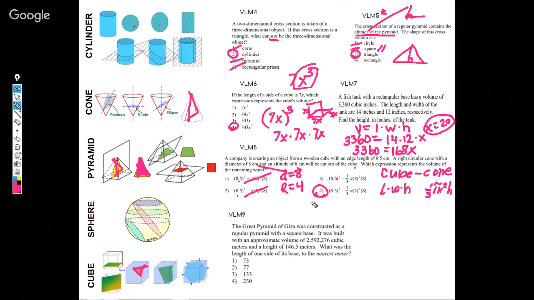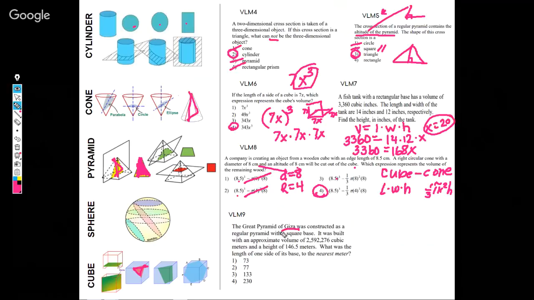Okay, the Great Pyramid of Giza, Giza, who knows? Who's the history people in here? Is it Giza? The Great Pyramid was constructed as a regular pyramid with a square base. It was built with an approximate volume of that huge number and a height of that huge number. What is the length of one side?